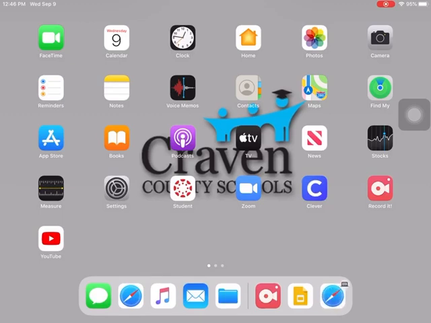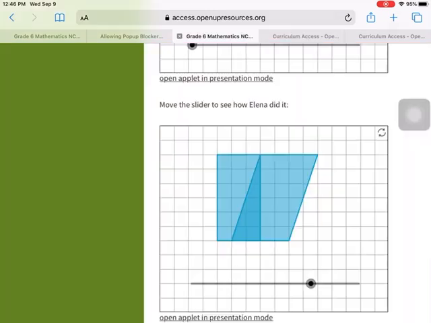Hello again, class. So today we are going to be doing Unit 1, Lesson 7, and this is going to be talking about our transition from parallelograms into triangles. So the first thing I'm going to do is a quick review over one of our old lessons that we did in Open Up.